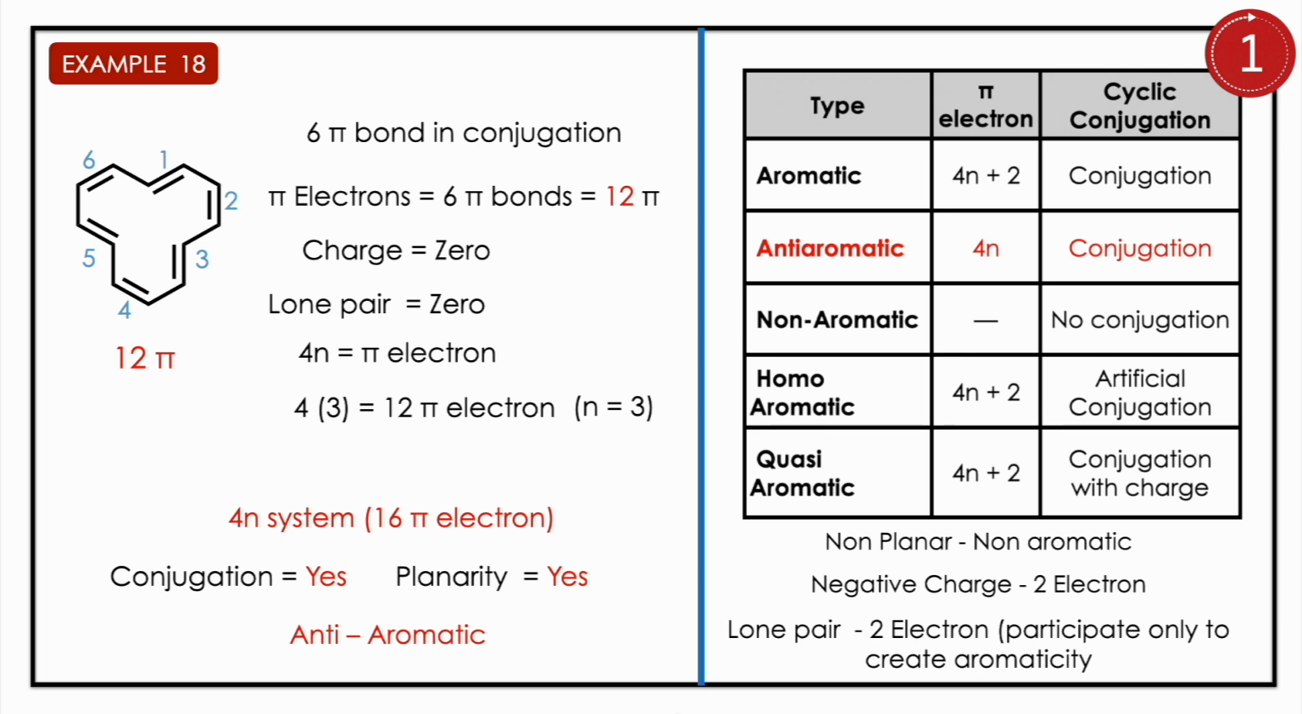So totally 12 pi electrons means it is a 4n system with n equals 3. 4 multiplied by 3, 12 pi electrons. The system is definitely conjugated, alternating single and double bonds, and all are sp2 carbons. So planarity is also there. So 4n system, conjugated, planar means according to the Huckel rule it is an anti-aromatic compound.